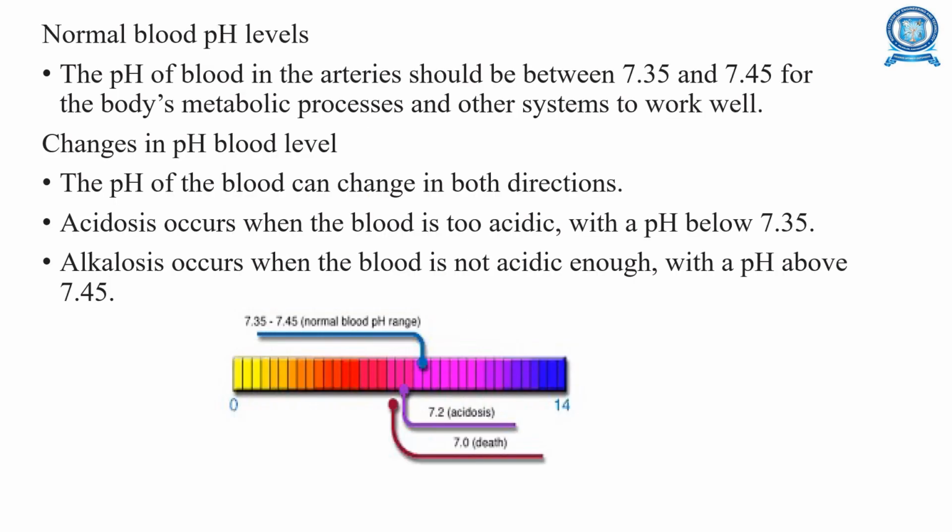Normal blood pH is between 7.35 and 7.45. The pH of blood can change in both directions. Acidosis occurs when the blood is too acidic, with pH below 7.35. Here is the diagram. 7.35 to 7.45 is the normal blood pH range, 7.2 is acidosis, and 7 causes death.